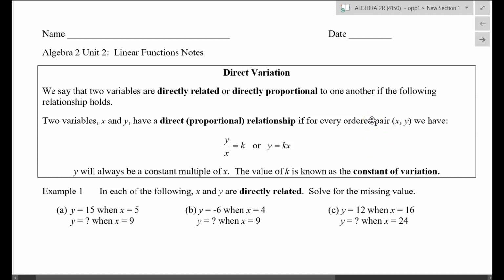We're looking at direct variation. Direct variation is our first topic in linear functions. And when we talk about direct variation, there's typically some sort of relationship that exists where one variable will directly influence the other. Let me give you an example.